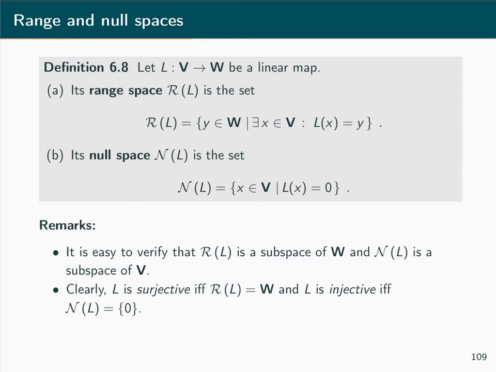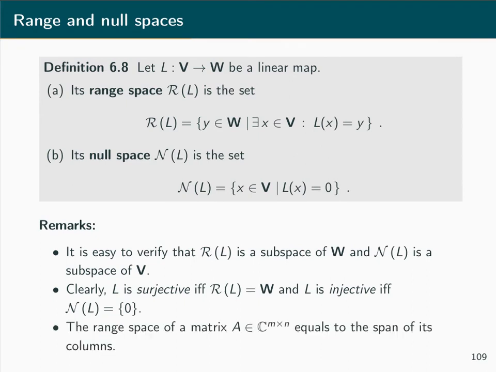Clearly, it's just a tautology to say that L is surjective if and only if the range space of L equals the entire codomain, and L is injective if and only if the null space of L is just the zero vector. It's also easy to see that if the linear operator happens to be a matrix, then the range space of this matrix equals the span of the column vectors of this matrix. And you can see this by just looking at the mechanics of matrix vector multiplication.